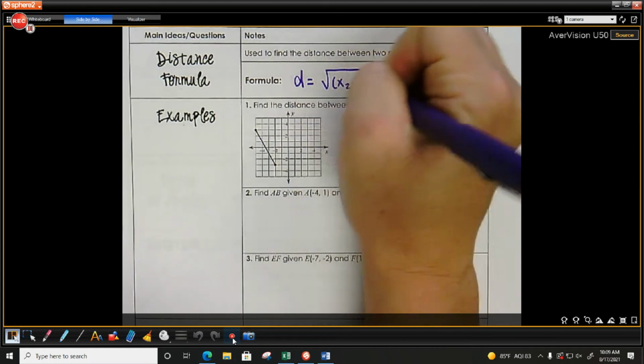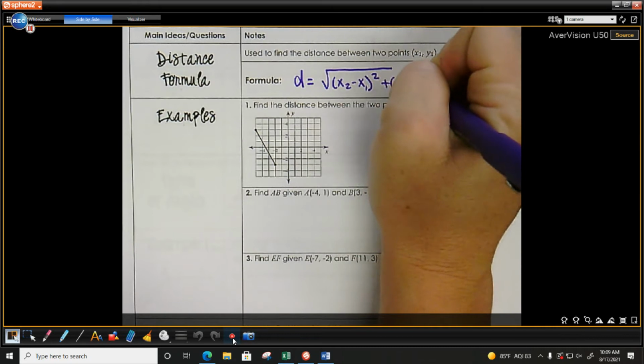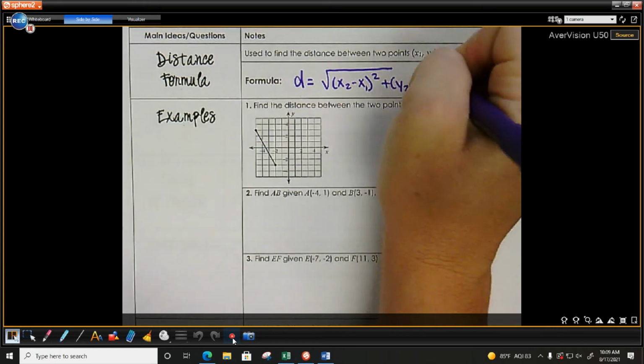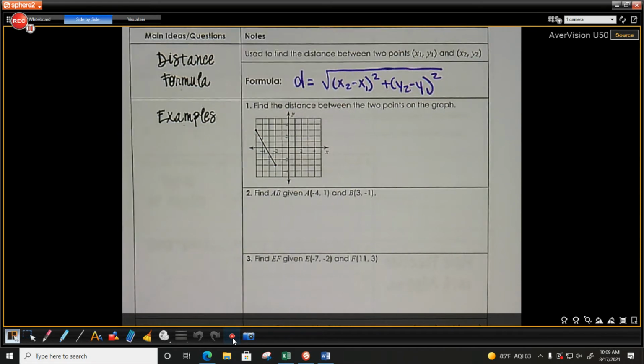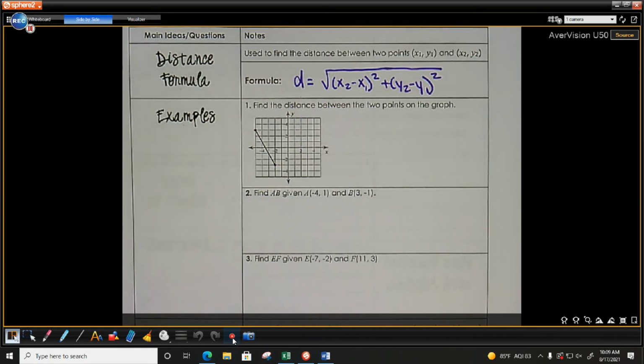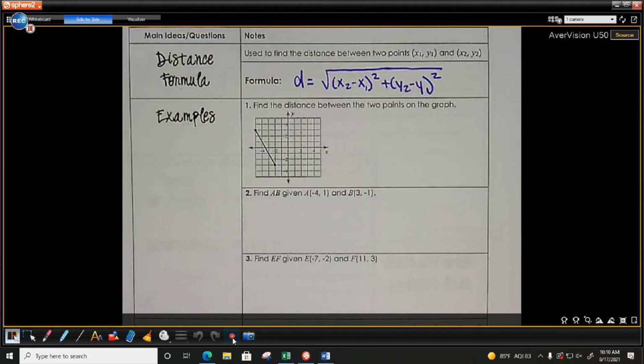Does it matter which one you choose as point 1 and point 2? It does not. The only thing that does matter is if I select one point as point 1, I have to say that's my first x value and that's my first y value. I can't get an x value from the first point and then the y value from the second point and say that's point 1. Okay, so whatever you choose to be your point 1 and your point 2, the x and the y values of that point have to stay together. Okay? So, find the distance between these 2 points.